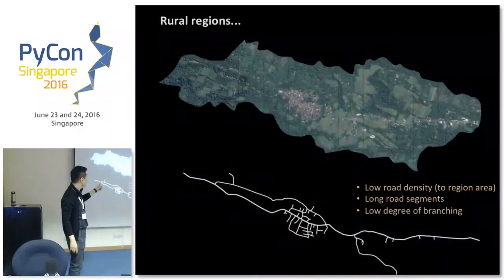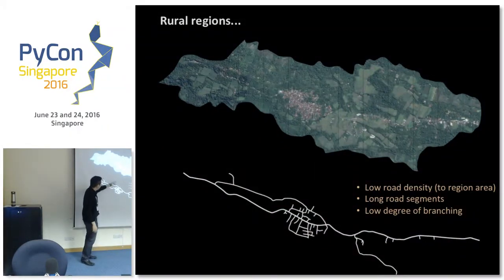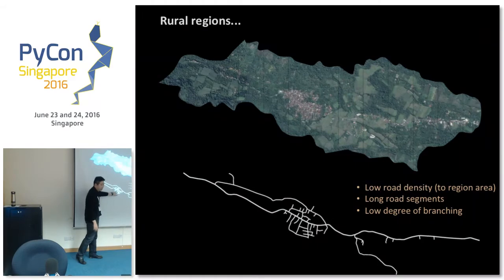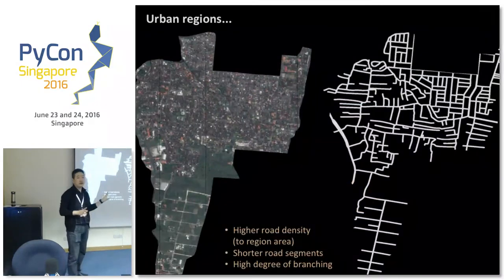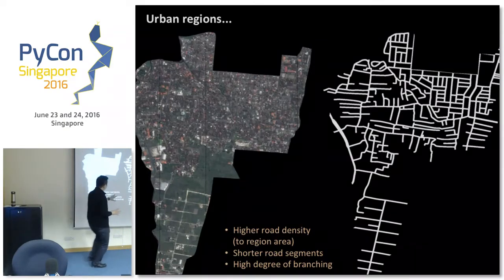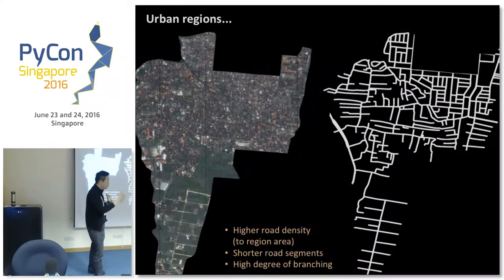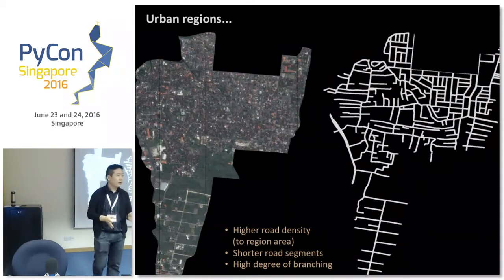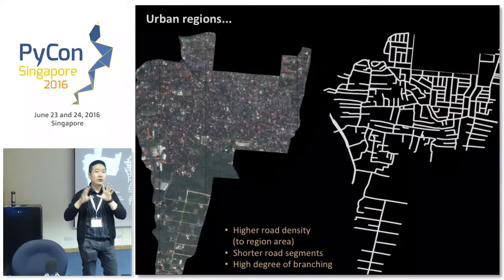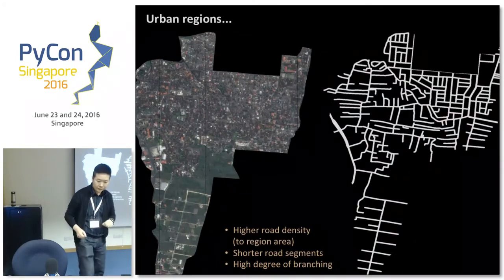For the rural region, you can see that the roads that pass through it are very long road segments, with very little intersection and branching. As compared to a highly urban region, you can see that the profile of the road network is very different. Correct? So if we have this road network, we can extract information like the number of intersections, the number of road segments, the length of the road segments, or the average length of the road segments, and all this relevant information, we can use it to build our classifier.